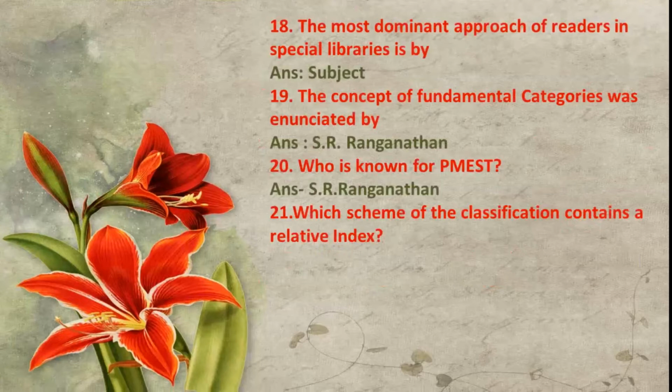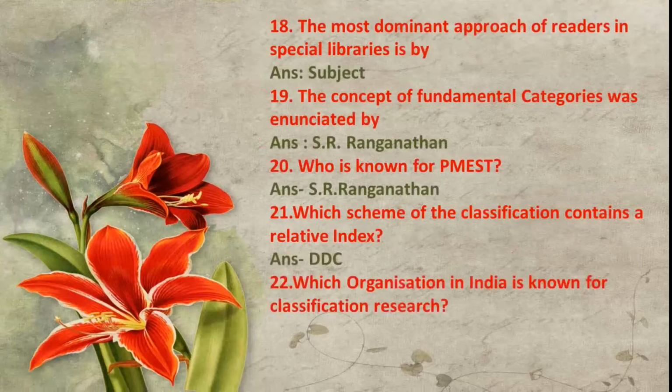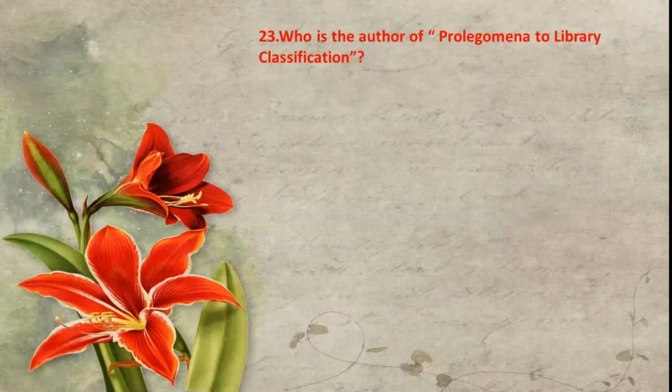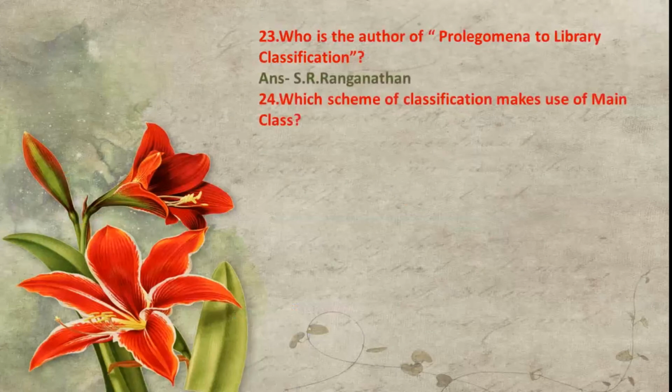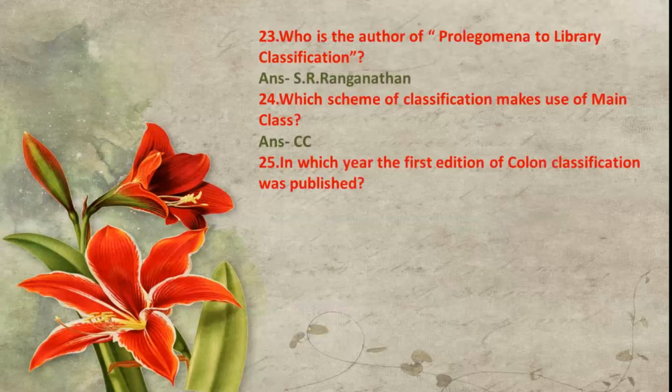Dr. S.R. Ranganathan. Which scheme of classification contains a relative index? DDC. Which organization in India is known for classification research? DRT. Who is the author of Prolegomena to Library Classification? Dr. S.R. Ranganathan. Which scheme of classification makes use of main class? Answer: CC.